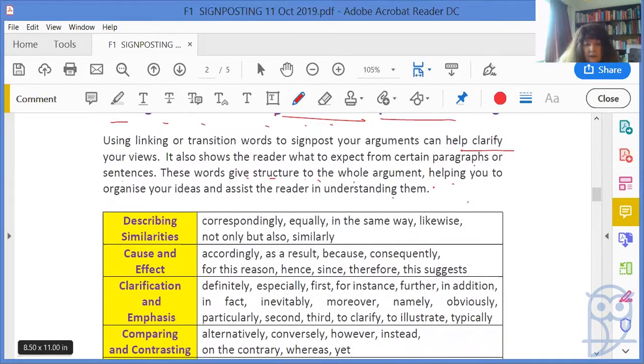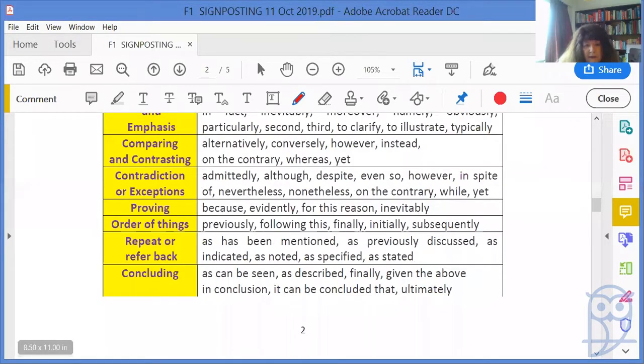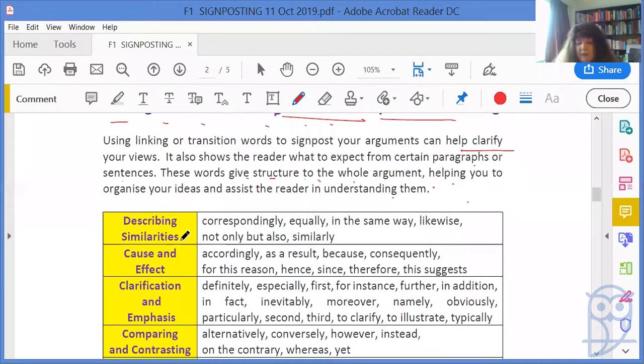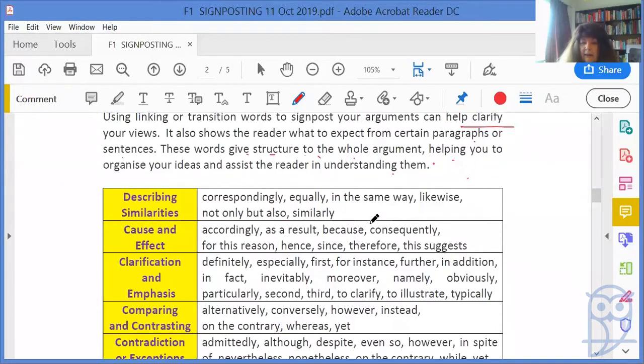Okay, so here are quite a few words, but they're very good in this order. If you're describing similarities between things, you could use words like correspondingly, equally, in the same way, likewise, not only but also, similarly. Okay, cause and effect. In other words, why and because. You could use words like accordingly, as a result, because of course, consequently, for this reason, etc.